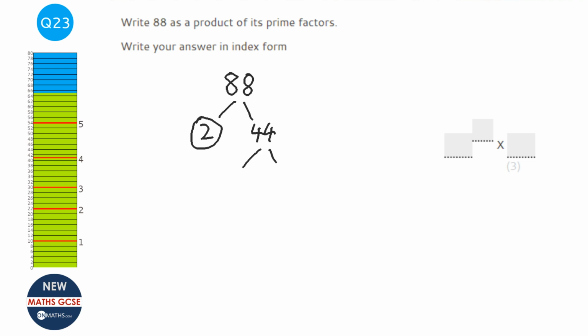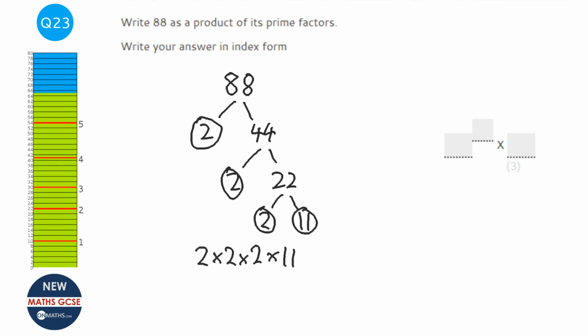And I'm going to split this up again. It's even, so I can use 2, that's a prime number, 2 times 22. Split that up again, and I can use 2 again. And 11 is also a prime number. So my answer would be 2 times 2 times 2 times 11, and I always put them in order of size. But 2 times 2 times 2 is 2 cubed times 11.